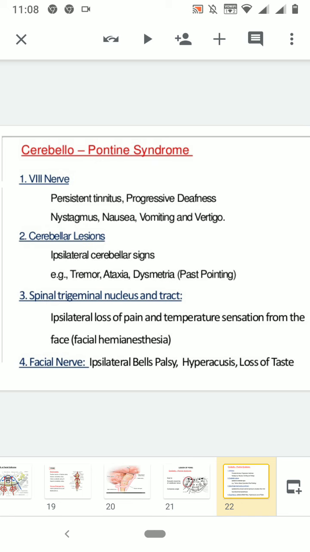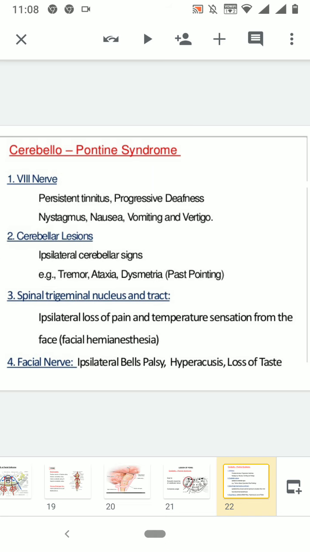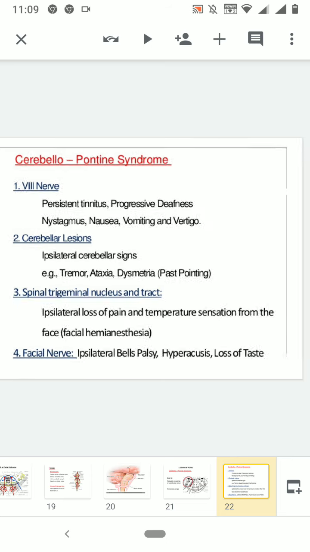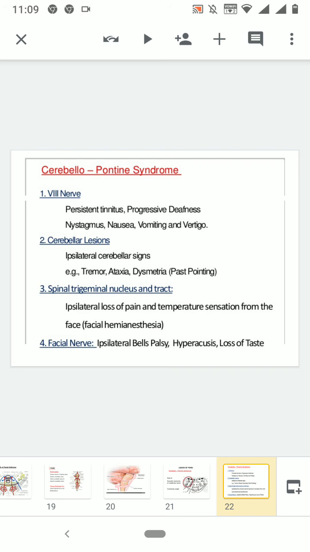Okay, and then you also have the spinal trigeminal nucleus and tract involved, because the spinal nucleus of the trigeminal nerve and the tract are very close to the lateral part of the pons. So you have ipsilateral loss of pain and temperature sensation from the face. Then the facial nerve is also getting compressed on that side. So you have ipsilateral Bell's palsy, hyperacusis and loss of taste sensation, all because of facial nerve involvement.